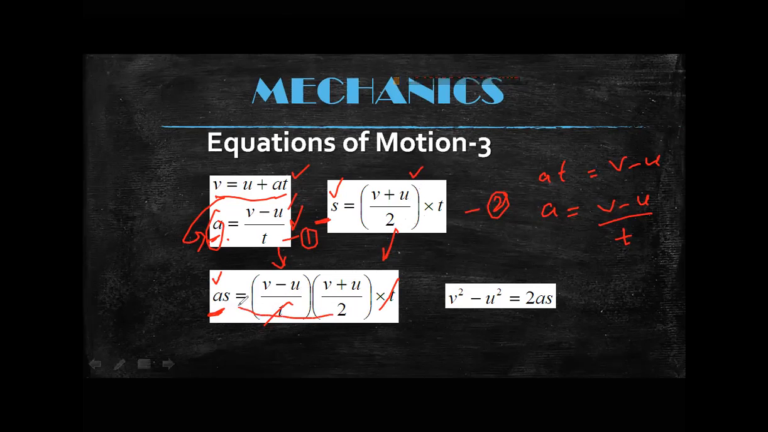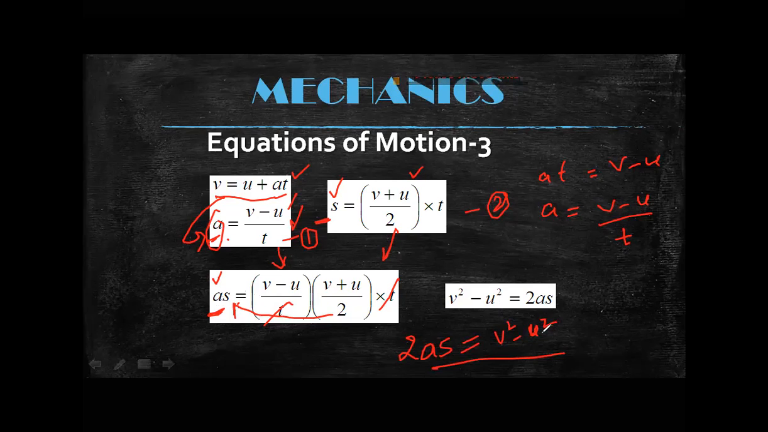Pranav, this 2 goes here. 2AS. Whatever 2 is in the denominator, 2 goes to the left side, 2AS. Right side it becomes A plus B into A minus B, A square minus B square. Okay. Did you understand?